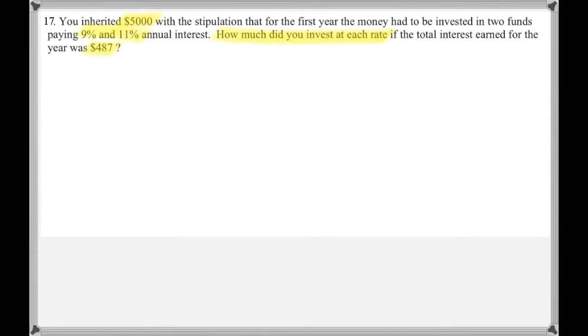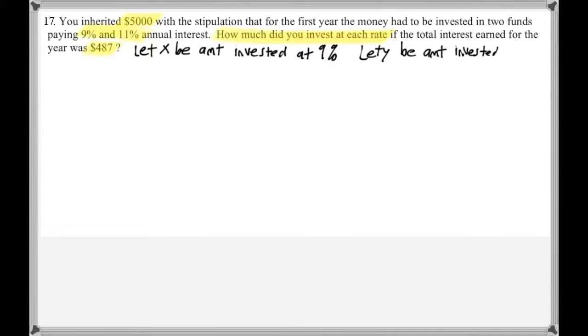So I'm going to define my variables. I'm going to let x be the amount invested at 9%, and I'm going to let y be the amount invested at 11%.